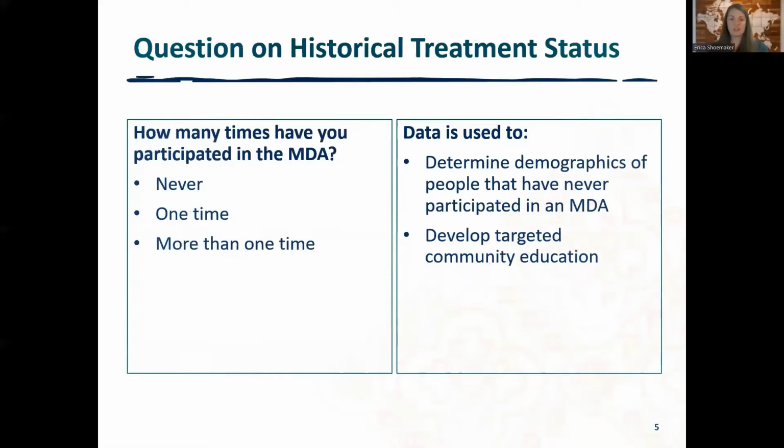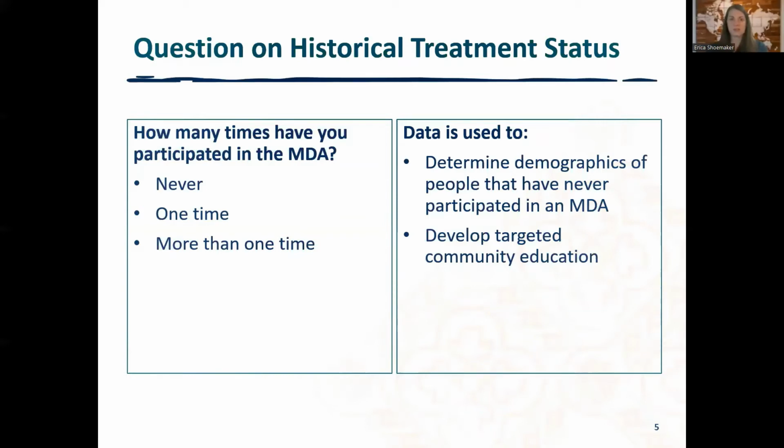In the individual questionnaire, we added a question to assess a person's historical treatment status. We wanted to use the CES to identify people that had never participated in an MDA. So we added one question: how many times have you participated in MDA? Participants can select never, one time, or more than one time.